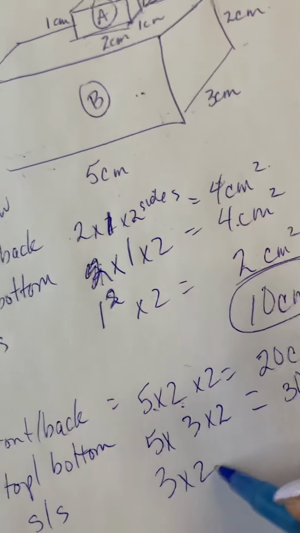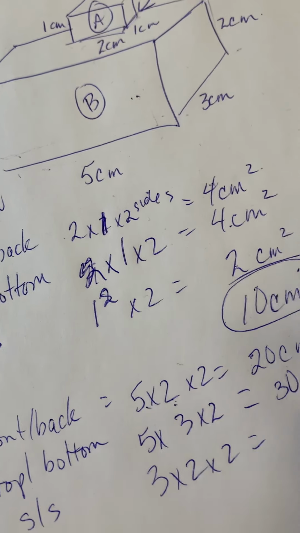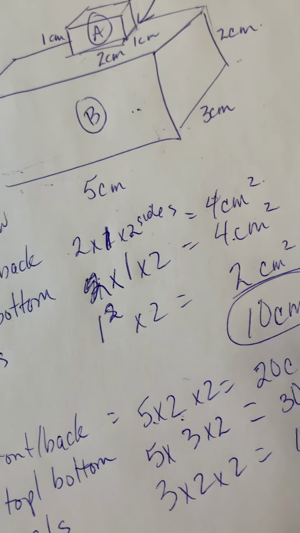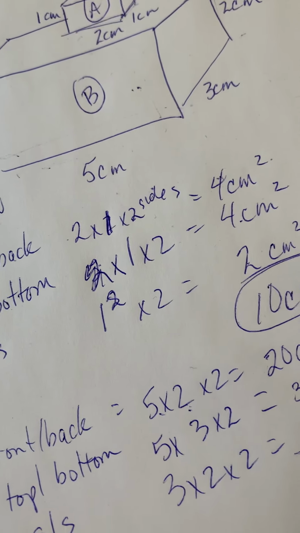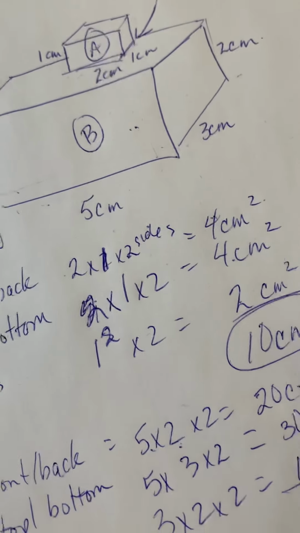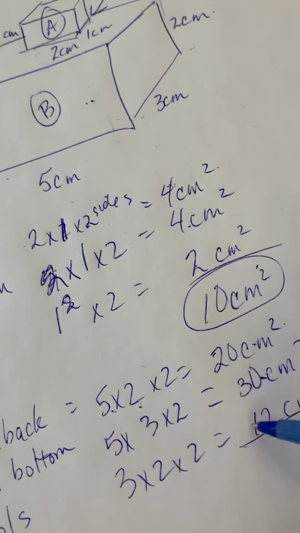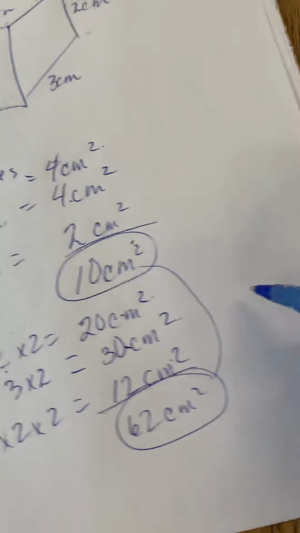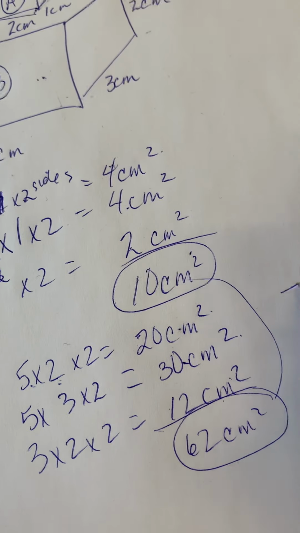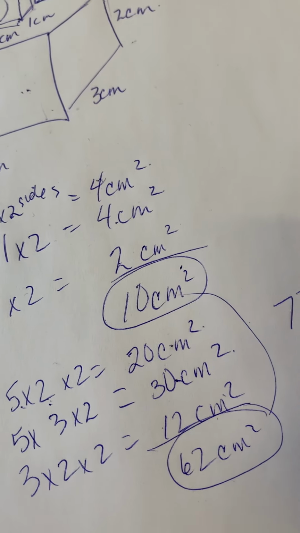Okay, and now we're going to do the sides, and the sides are 3 by 2, and there are 2 of them, and that gives us 12 centimeters squared. Okay, so when we add all that up together, 20 plus 30 is 50, and then we get 62. And again, we're going to circle that. And so remember, total surface area, we're going to add those two together, and we get 72 centimeters squared.